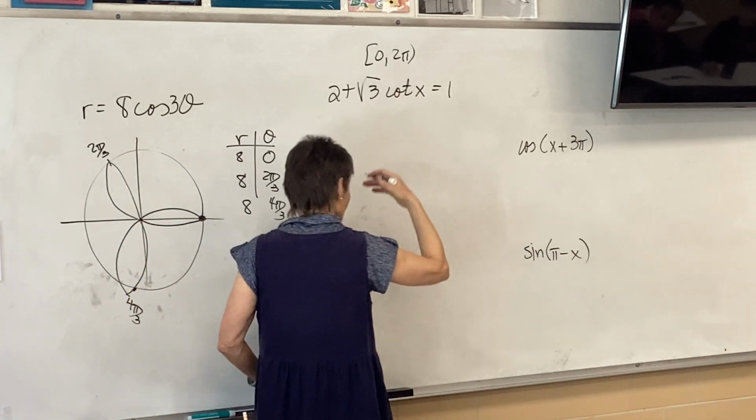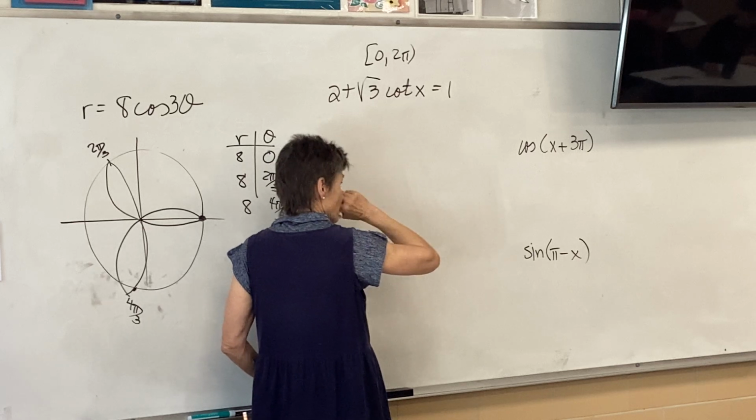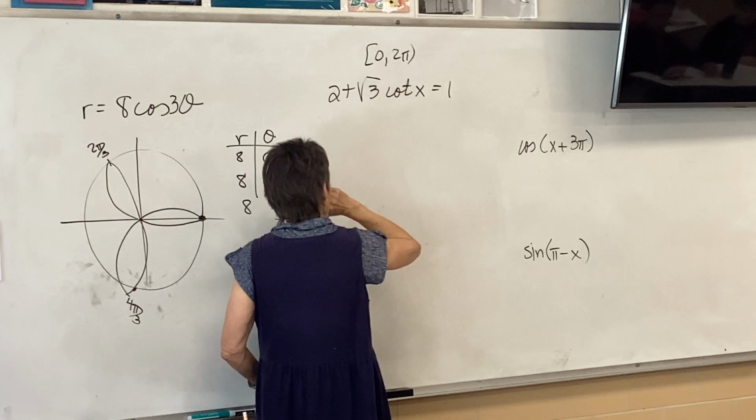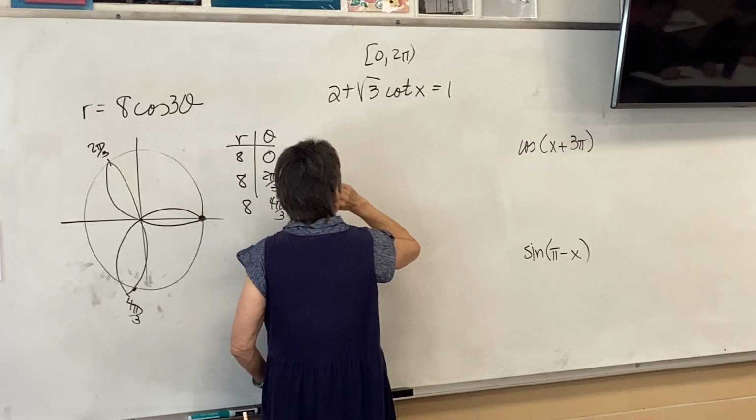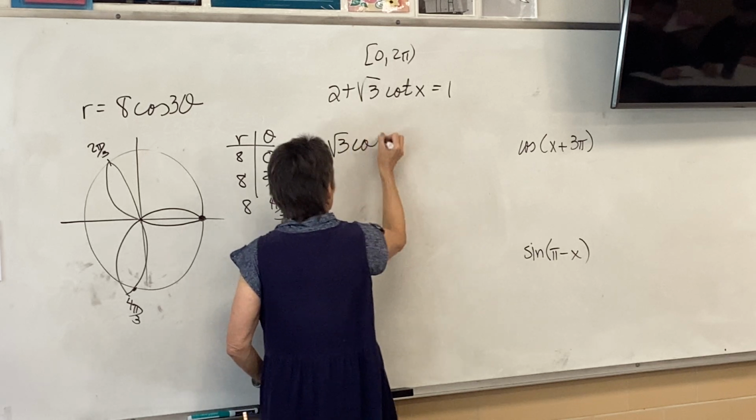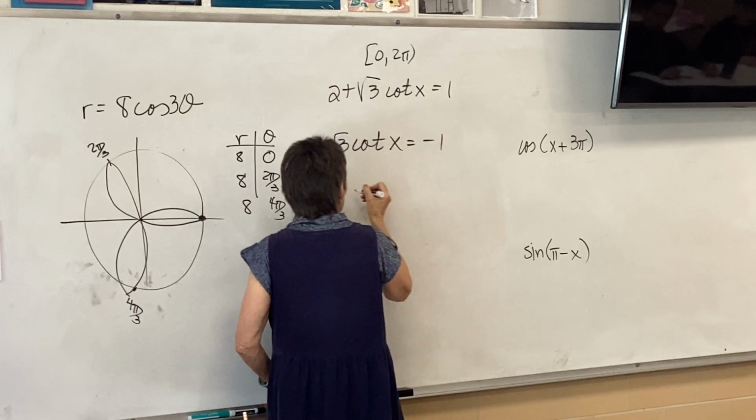Okay, now we gotta solve this equation. All right, here we go. Different frame of mind. This is straight trigonometry, no polar stuff. So what are we gonna do to solve this? Subtract. And divide.